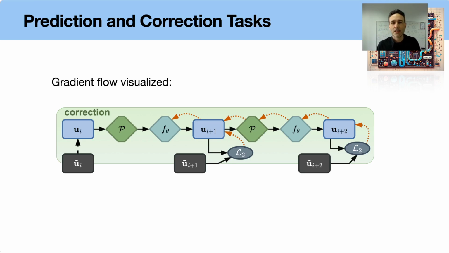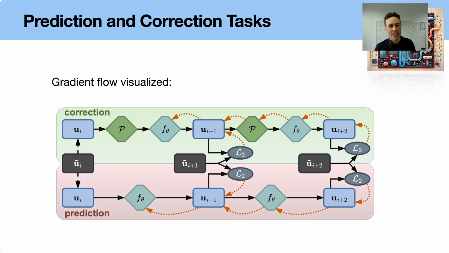Now, this is a correction case. We have the solver and the network. To put this side by side, the prediction is slightly simpler, but not really different, as I hope this image conveys. It's just the P doesn't do anything. It's our identity, so we can drop it out of the picture, but we nonetheless have the same chain of network applications and the same number of gradients, so it's really very, very similar.